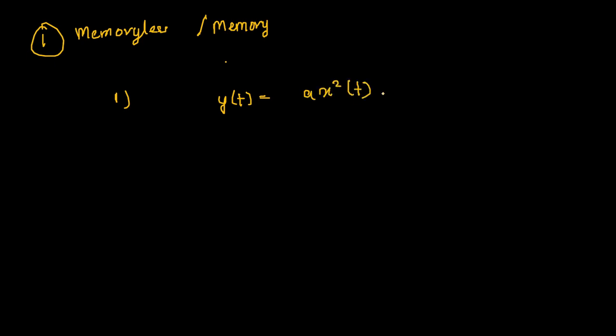So the first one is whether it's a memoryless system or a memory system. So for this, let's look at a few questions. So the first question is, let's say we have y of t is equal to a into x squared of t. So like you can see here, the only value of time that the output actually depends upon is t, and t is time at the present value. So you can say that this is a memoryless or static system.